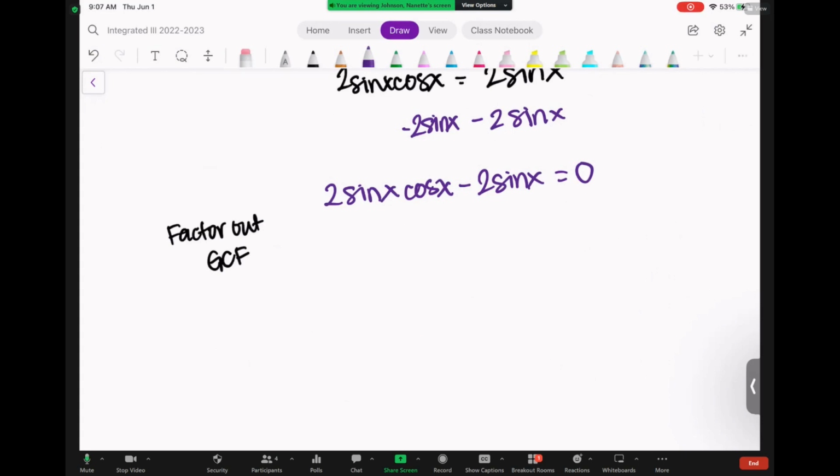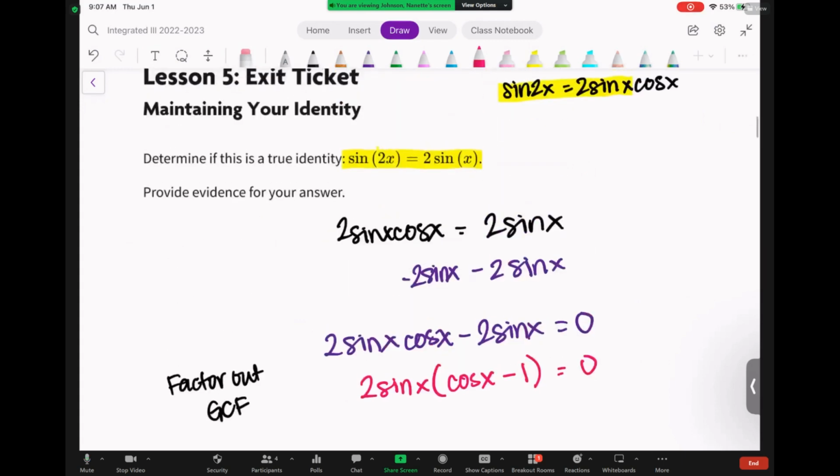So then now what I'm going to do is factor that guy out. So that's 2 sine x, and then leftovers is cosine x minus 1 equals 0. So if you're noticing now, we've moved into the solving land. And if we were proving this identity, we would get something that showed that it was always true. And so far I feel like my gut feeling was right that this is not an identity.